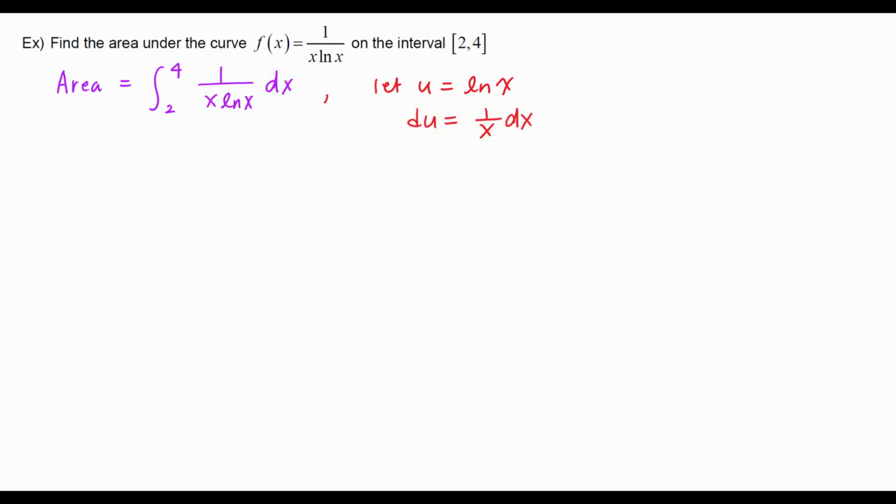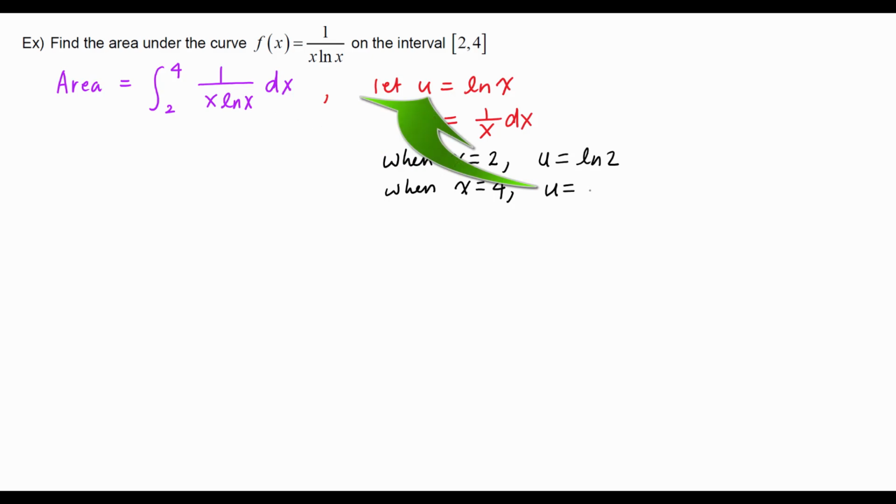And since this is a definite integral, we also need to change our limits. So when x equals 2, my lower limit for u becomes, since u equals ln of x, ln 2, and that's my lower limit. And when x equals the upper limit, which is 4, my upper limit for u becomes ln of 4.